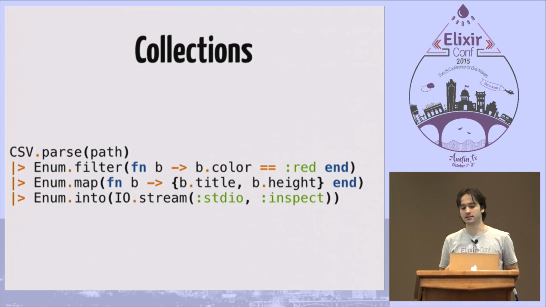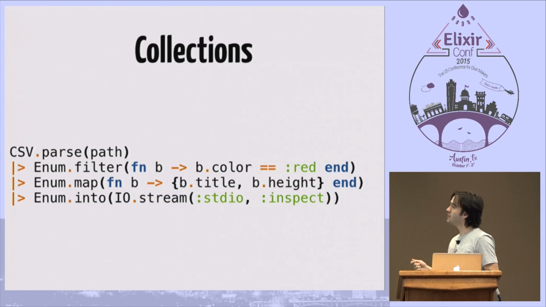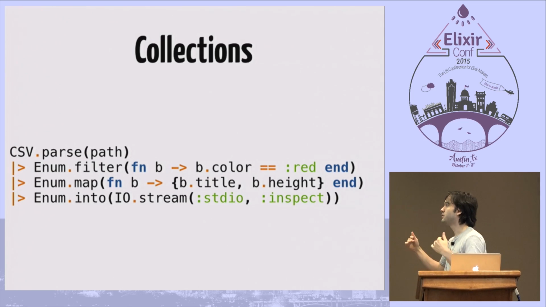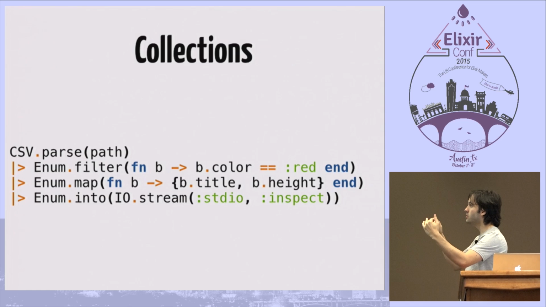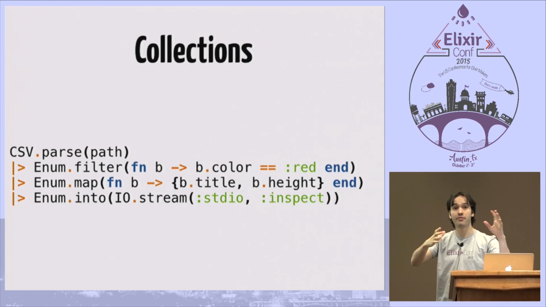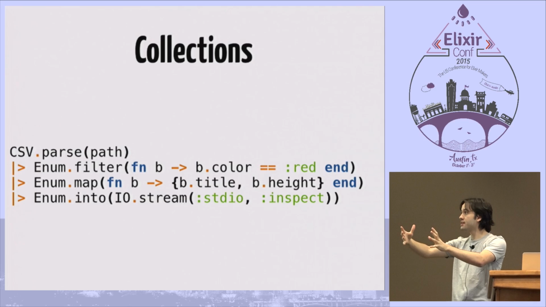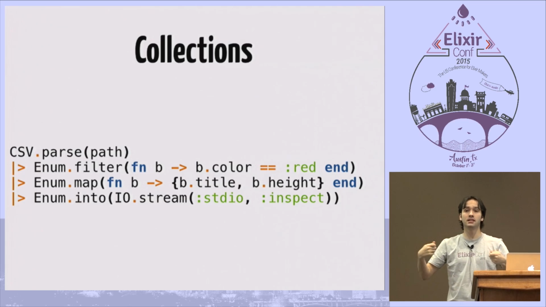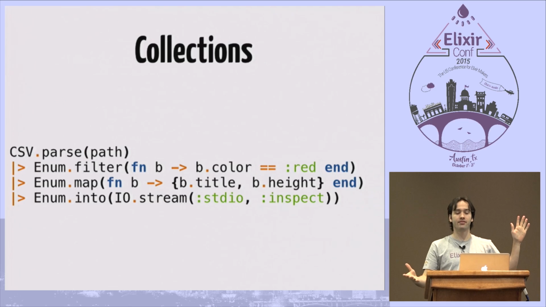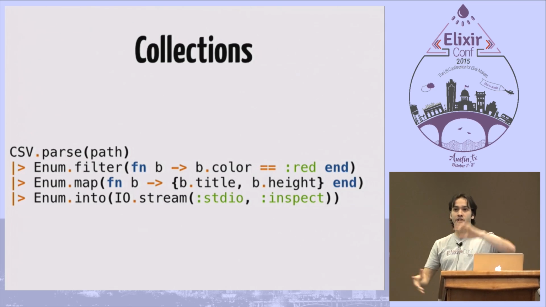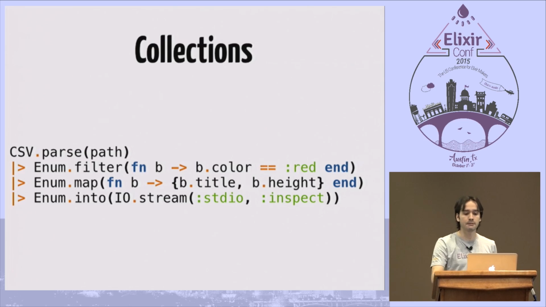But the issue with this is that each step traverses the whole collection. Everything is eager, right? So we have CSV parse, and when we parse, we load everything into memory, and then we filter, and we have a whole new collection in memory, and then we map, and then we write to the I/O device. Imagine I have a really big CSV file. What would happen is that you would run this code, wait a while, and then everything would be dumped at the terminal at once, okay?